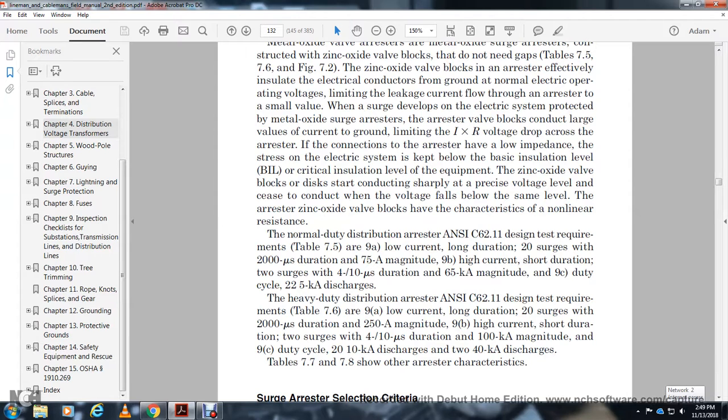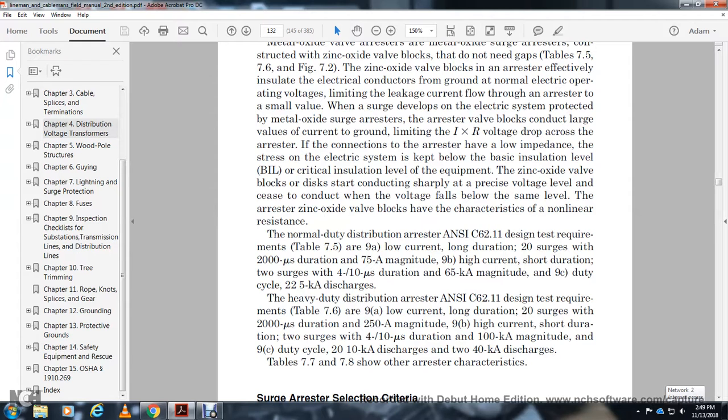ANSI C62 lab of the design and test requirement, table 7.6 in the 9A low current long duration, 20 surges with 2,000 microsecond duration, 250 amp magnitude, with a 9B high current with a short duration, 2 surges with the 4 by 10 microsecond duration, 100 kiloamp magnitude, with a 9C duty cycle between 220 to 10 kiloamp discharge to 40 kiloamp discharge.